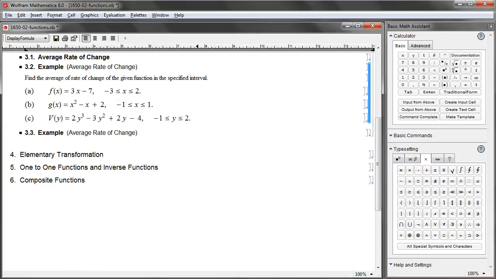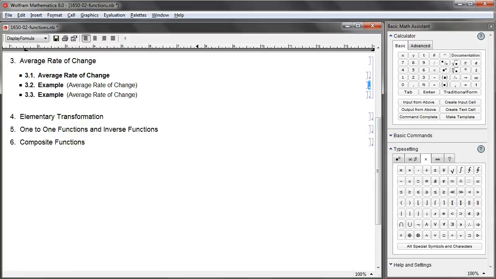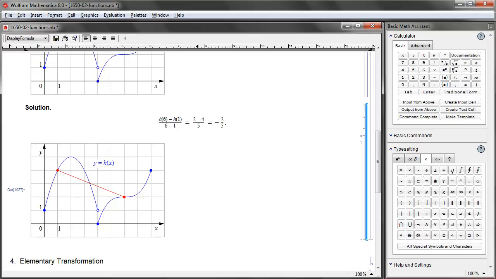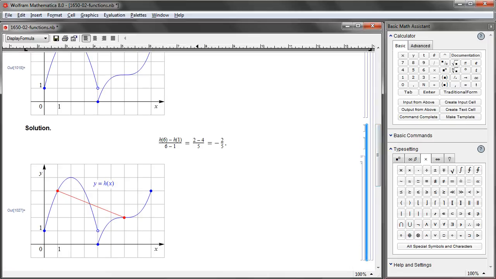Now, what if your function is given as a graph, not as an algebraic expression? Well, in that case, we'll have something like this. And please recognize this graph. You have seen this before. Now, let's find h of 6 minus h of 1 over 6 minus 1. How do you do that? Let's just do finding the y coordinate values for given x coordinate values multiple times. Twice, actually, and that's about it. h of 6 minus h of 1 over 6 minus 1.